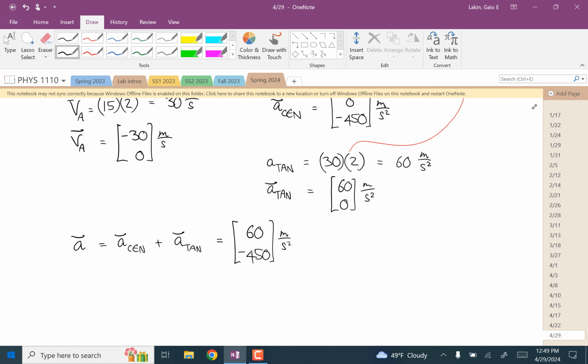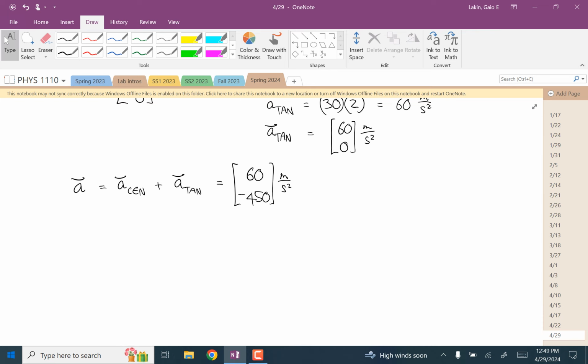Anybody have any questions about that? Okay. Now, the main reason that I introduced angular velocity and angular acceleration is the next thing that we're going to talk about. I'm going to call this rotational Newton's second law, or the rotational version of Newton's second law.